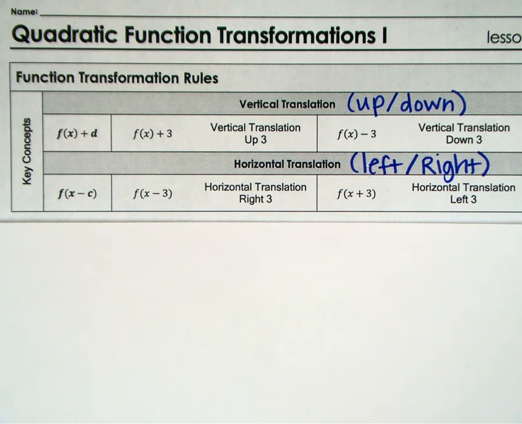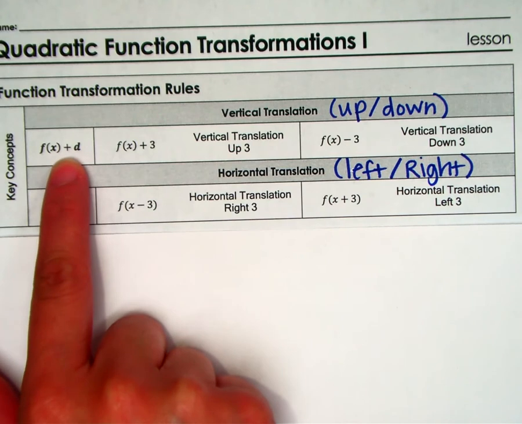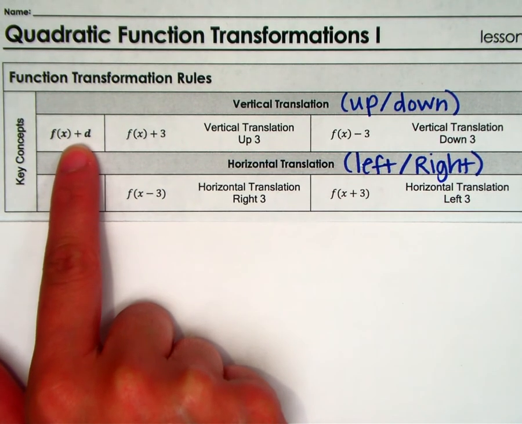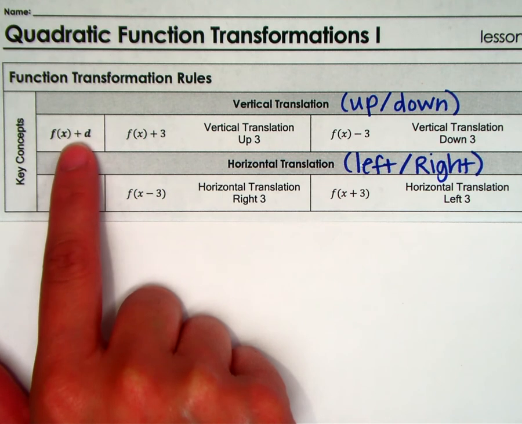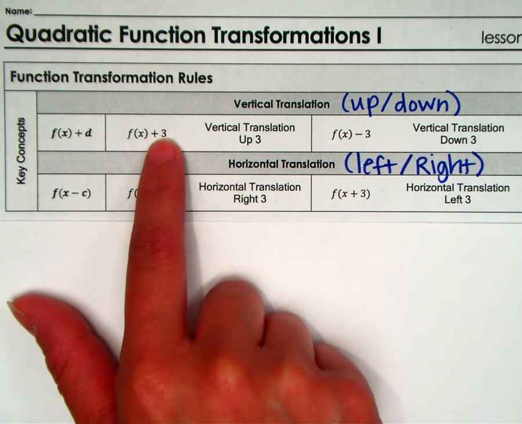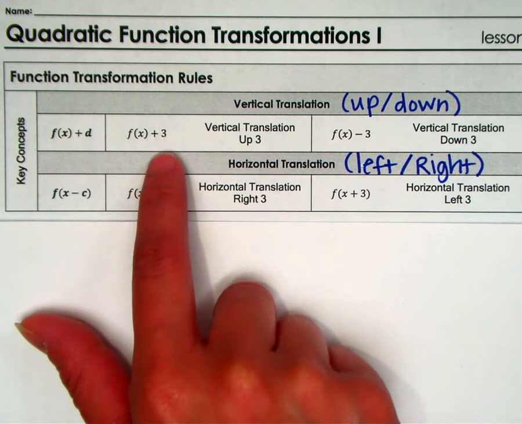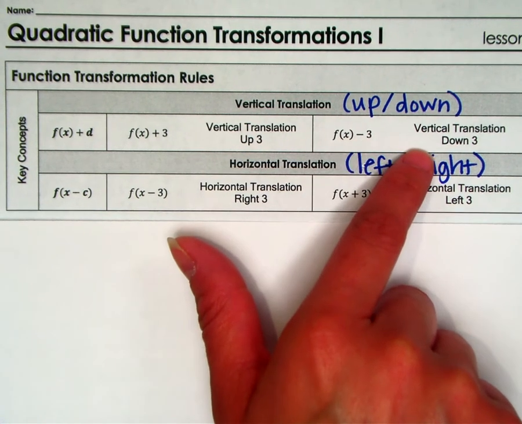In this video, we're going to practice the function transformation rules for quadratics: vertical translation and horizontal translation. Vertical translation will be plus d on the outside of the function. So you want to recognize when we are moving from the quadratic parent function and you're adding a number on the outside, it's the true sign, and we're going to be moving up or down. If there's a plus 3, we're going to be moving up. If there's a minus 3, we're going to move down.